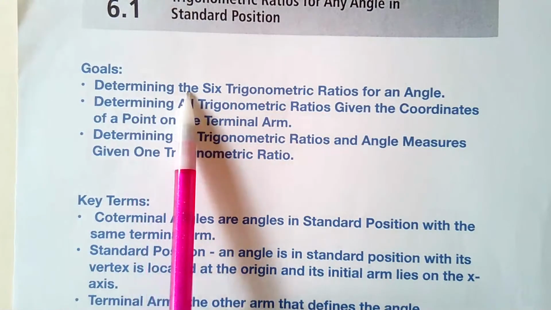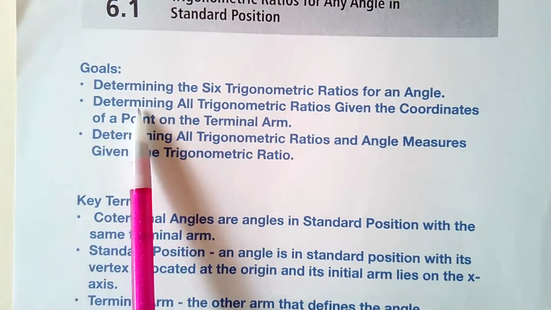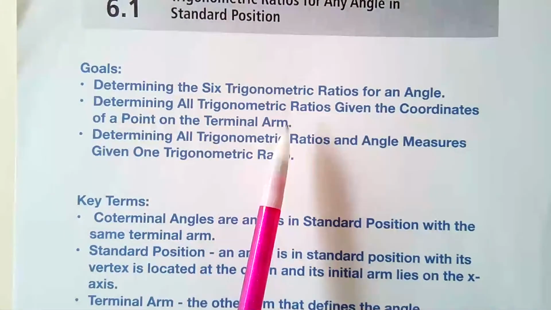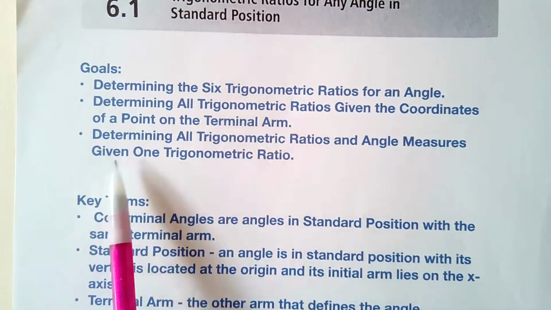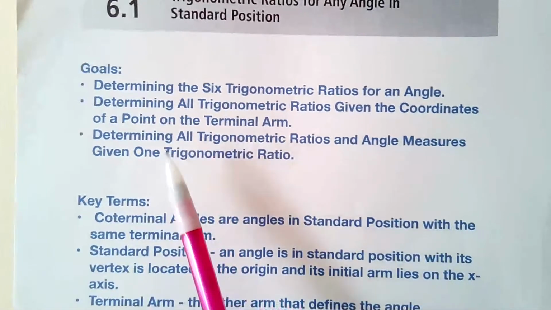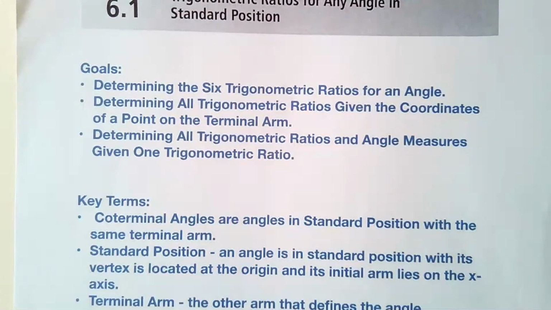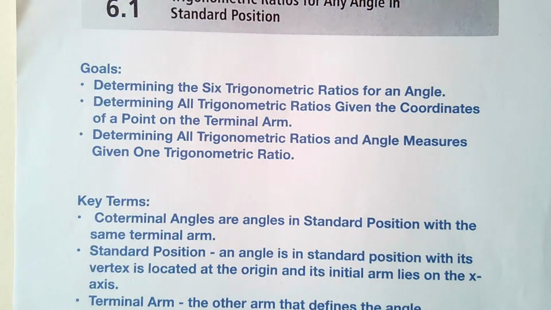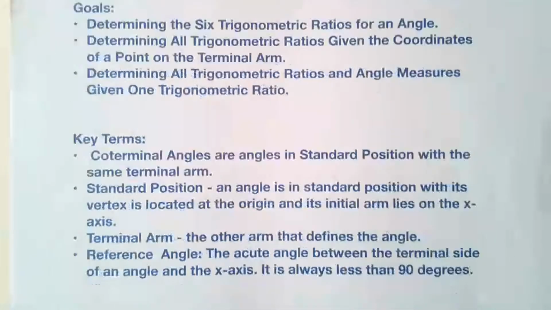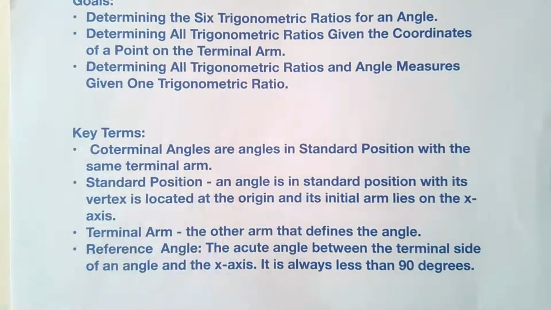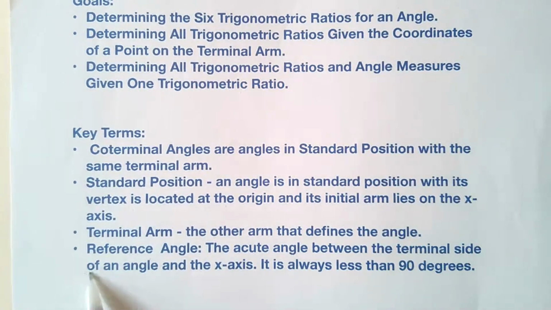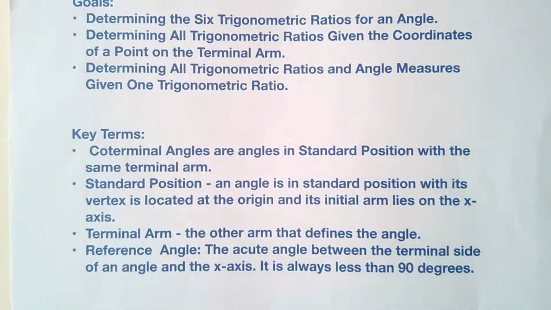So today we'll be looking at how we determine the trig ratios given the coordinates of a point on a terminal arm. And in the subsequent lesson, we will look at determining all trig ratios for an angle measure given one trig ratio. Just to review some key terms: coterminal, standard position, terminal arm, and reference angle. We'll be using mostly reference angle and terminal arm today.